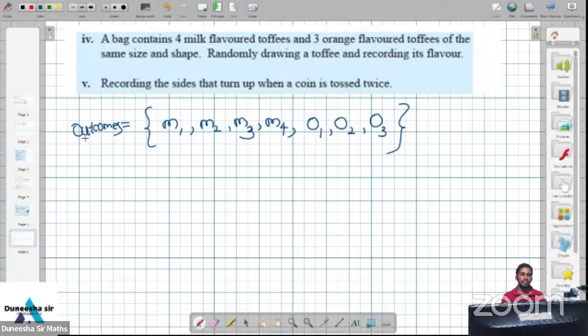Okay. Fifth one, record the side that turn up when a coin is tossed twice. Okay. What are the possible outcomes that we can take by tossing the coin? We discussed it. Head and head, head and tail. Okay. After you finish, raise hand. Answers are correct.